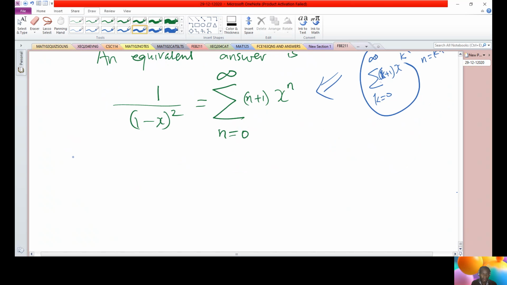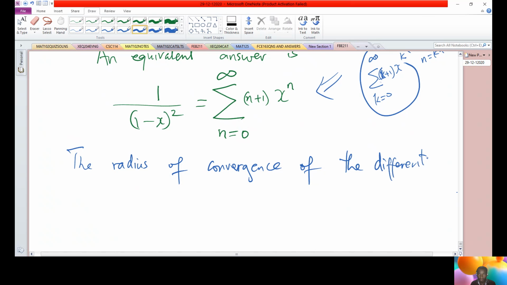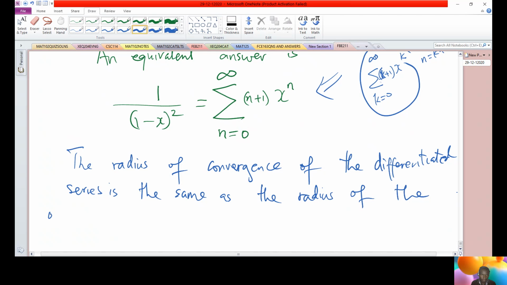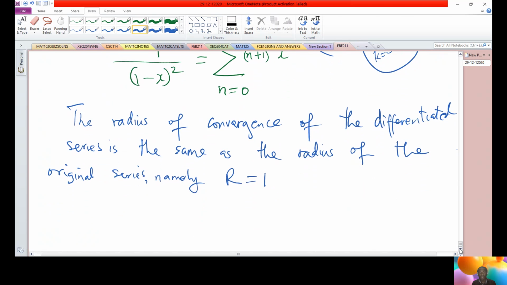Then you can say the radius of convergence of the differentiated series is the same as the radius of the original series, namely r equals 1. That's by the theorem that you have stated before, theorem 2.